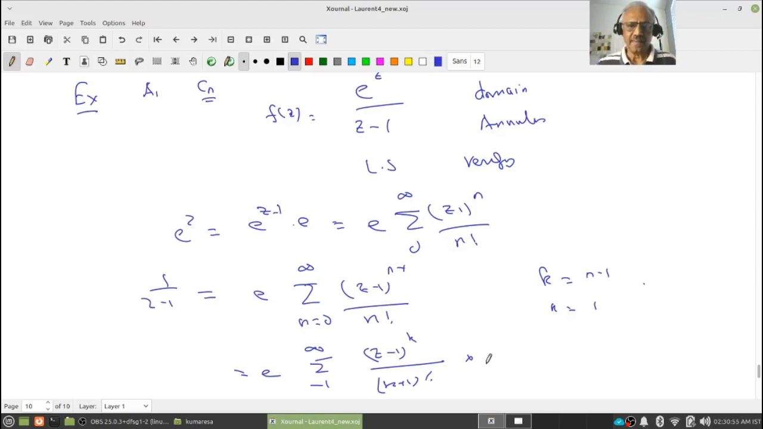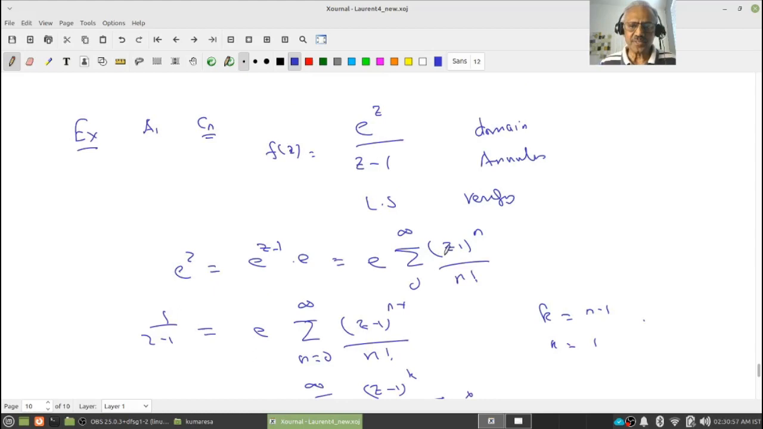Now I got it in powers of z minus 1, so you know what the center of the annulus is. What is the annulus? Describe it, and use the integral formula for Cn.